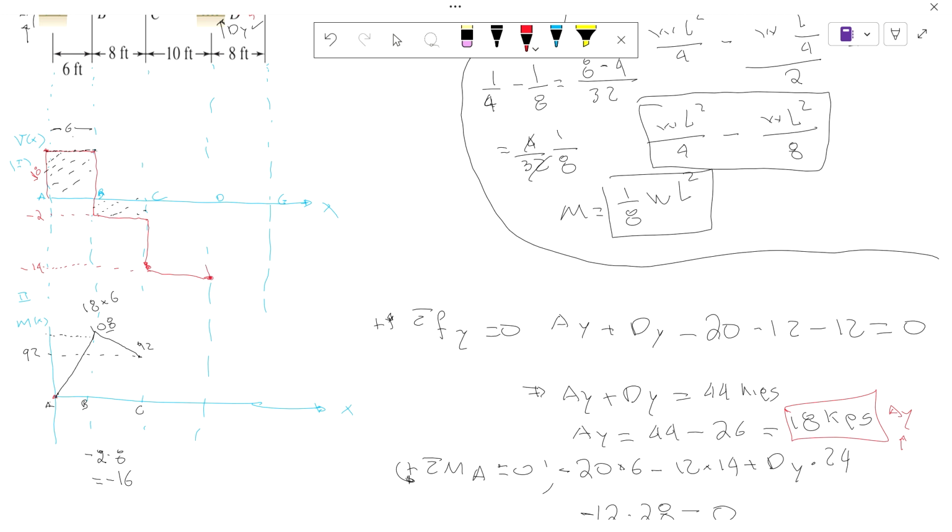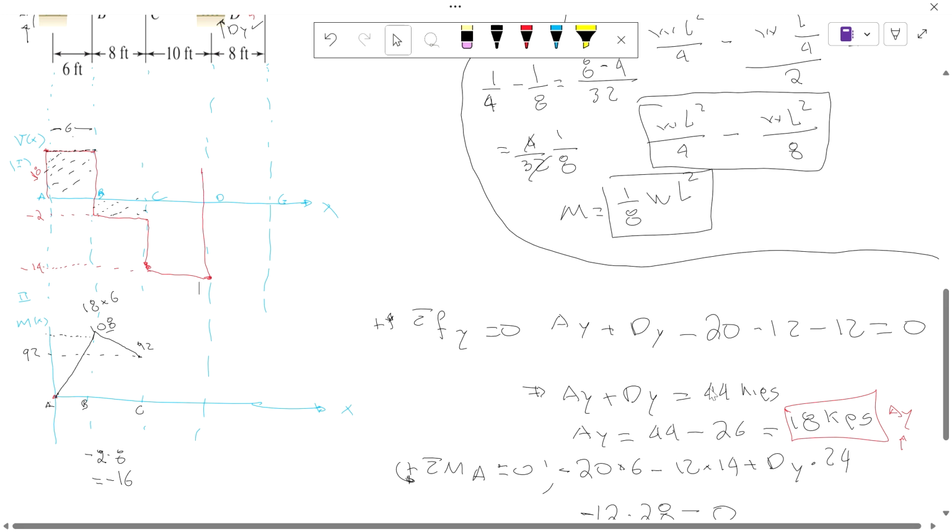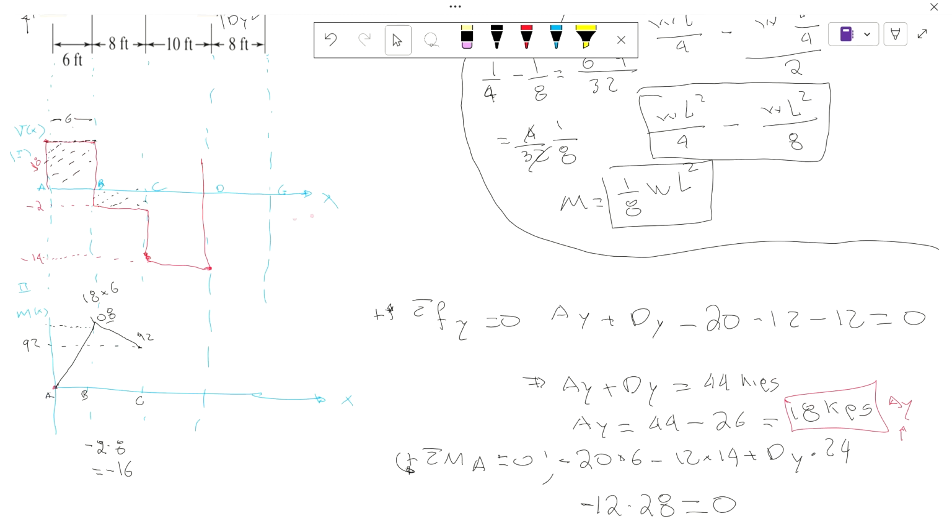-14, and then we have a force going up with a magnitude of 26. So all this length is 26, but that will take us to a value of 12 in the shear axis. Okay, so we are at -14, and we add 26, that will put us at +12.